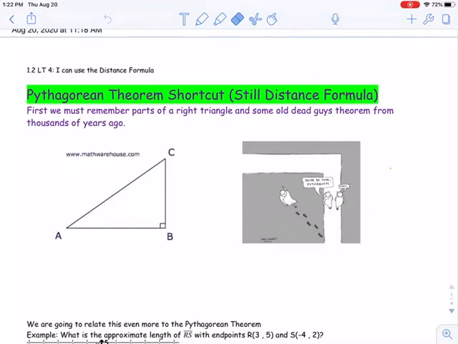Okay, so we're still talking about the distance formula. But we're going to take a shortcut, the Pythagorean theorem shortcut. Because if you can recall from yesterday's lesson, the distance formula is just the Pythagorean theorem, but on a coordinate plane. Seems a little bit crazier. It's like it's on steroids.